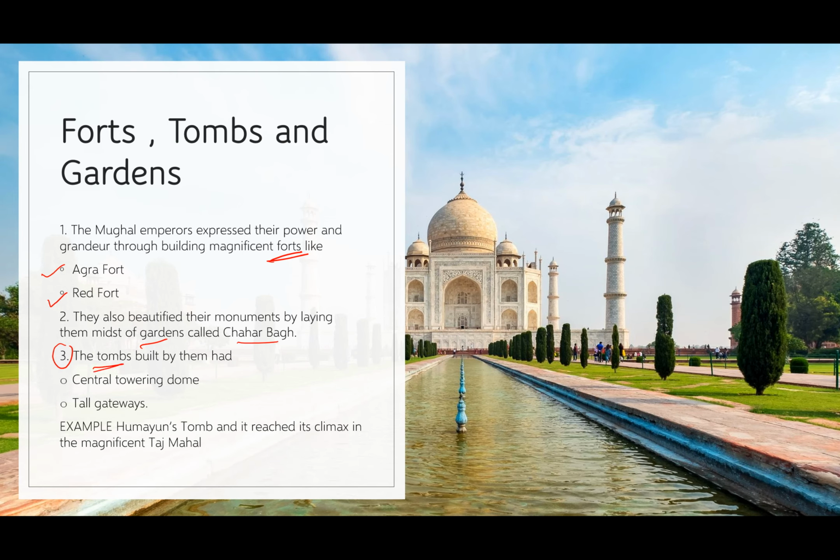Then the tombs. See, a tomb is a place where their ruler was buried underneath, and a huge building was made over that. So the Taj Mahal is also actually a tomb. Okay? So it had a central towering dome, right, and a tall gateway. An example is Humayun's tomb, and Humayun's tomb is something which later was transformed in terms of architecture into the Taj Mahal, right?